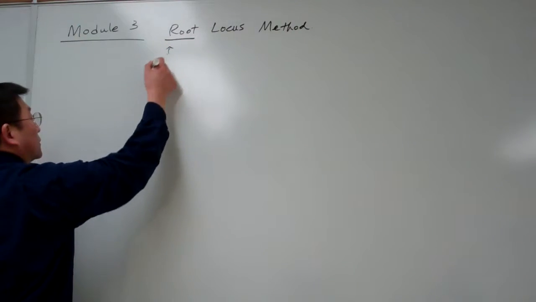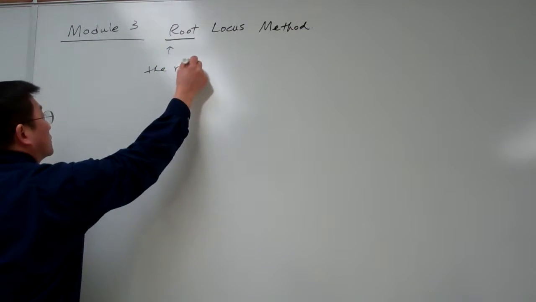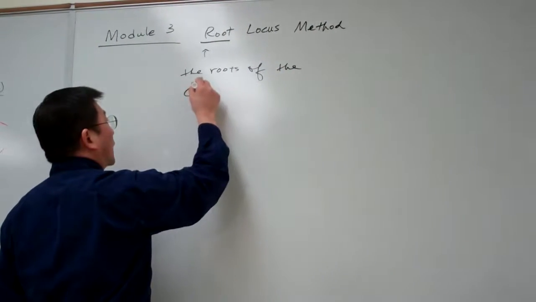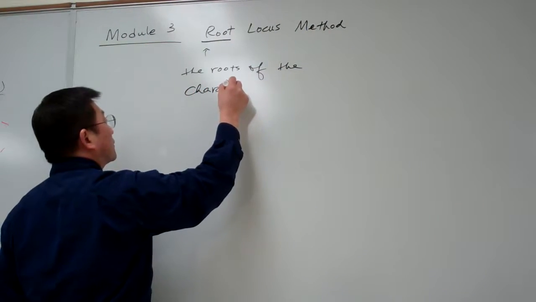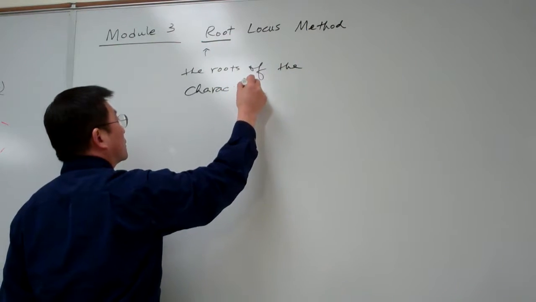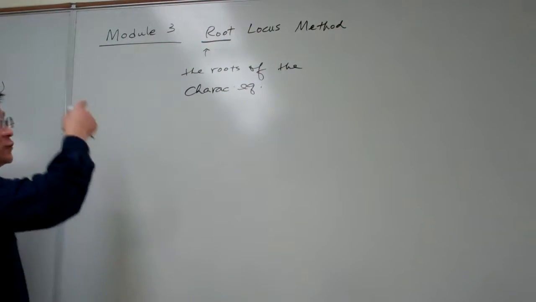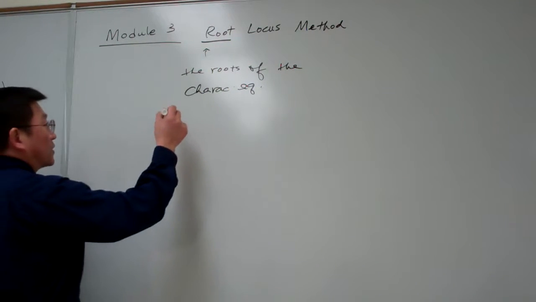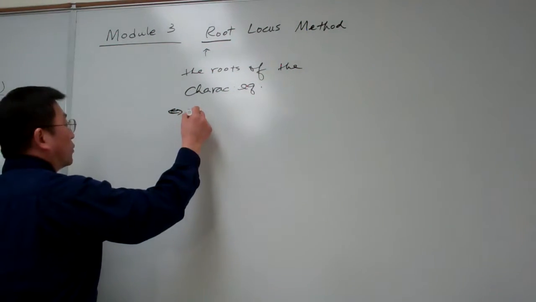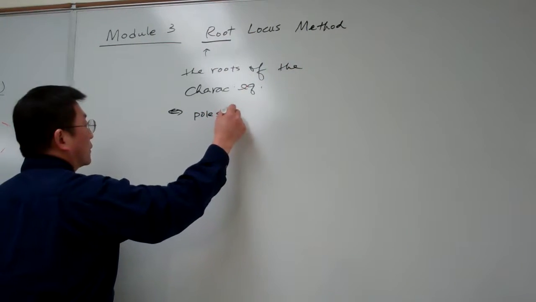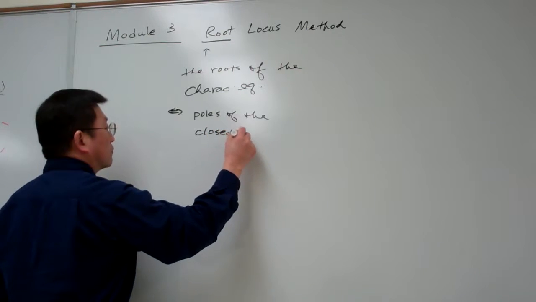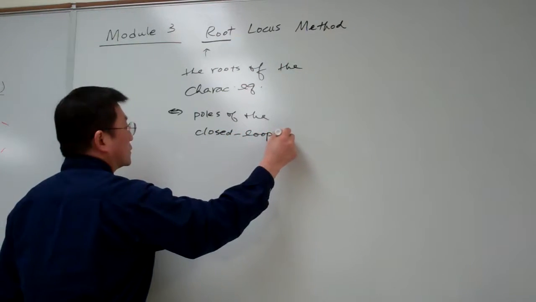Roots are the roots of the equations. Okay, so basically the roots here means the roots of the characteristic equation. Basically that means the poles of the closed loop system.